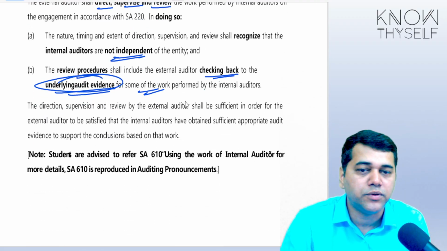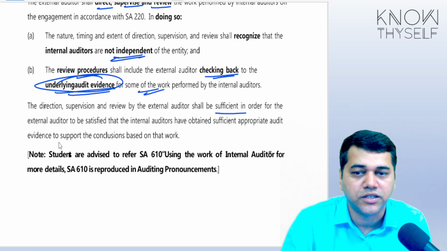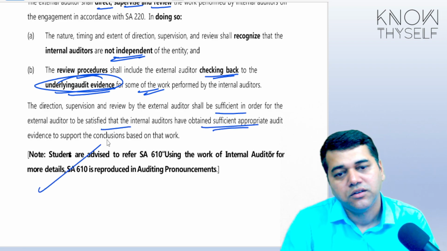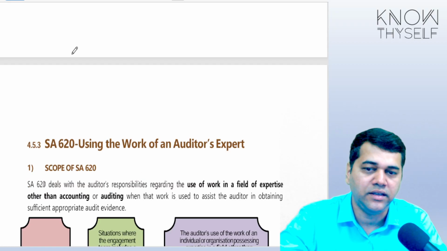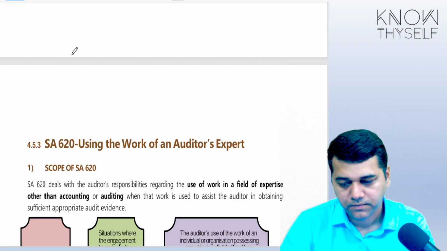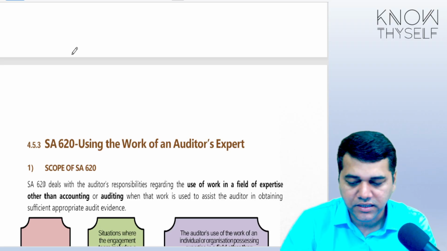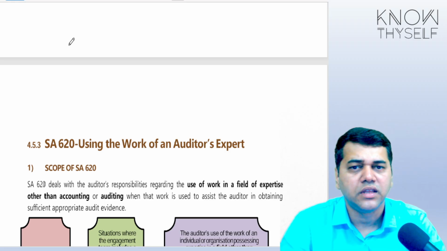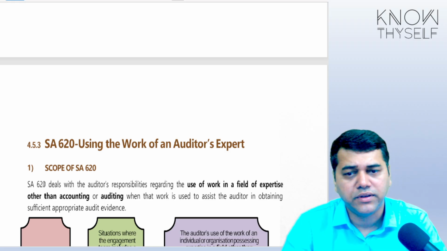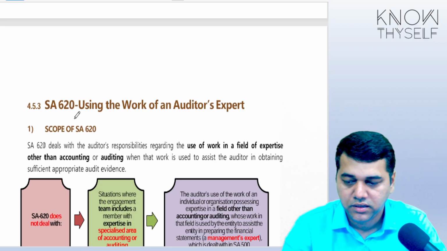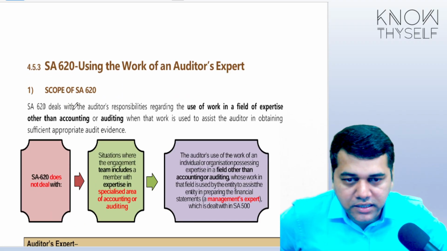Now the direction, supervision, review with the external auditor shall be sufficient in order to external auditor satisfied that you have obtained sufficient evidence. So with this we are done with SA 610. Okay, so we will make these notes. With this we are complete with the, and to next class we may go for SA 620. Yeah, because 620 is another type.